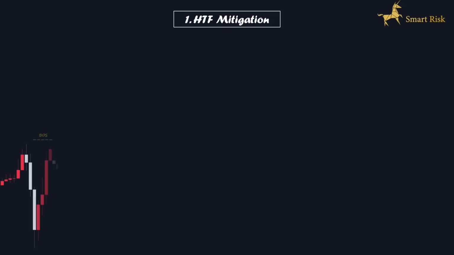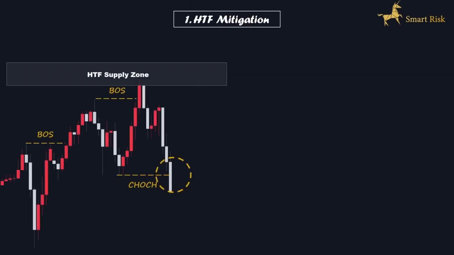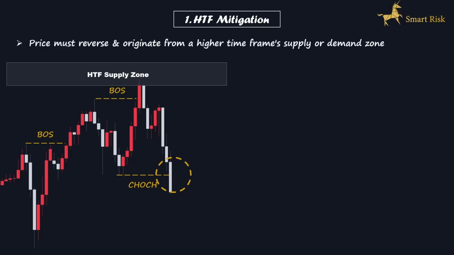The first criteria that must be met in order to identify a valid change of character is higher time frame mitigation. A change of character is valid only under one condition. Price must reverse and originate from a higher time frame supply or demand zone before breaking the recent major structure and initiating the change of character.